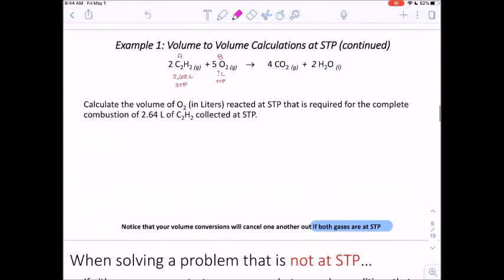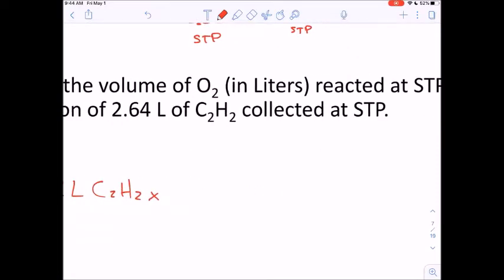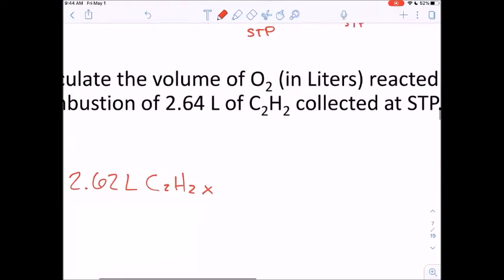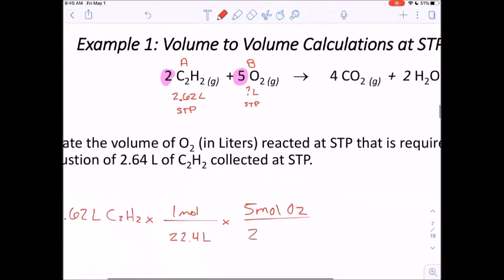So starting here, we're going to start by writing down our starting information. I have 2.62 liters of my C2H2. And it said the first conversion factor, I need to use that 22.4 liters per mole. I'm looking to cancel out liters, so liters should be on the bottom in the next step. So 22.4 liters, 1 mole. My next step is the mole ratio. So I'm looking at the mole ratio between my A and my B. Sometimes it helps if you highlight this or underline it. So I'm looking for B, so B is going to be on the top in this case. So I have 5 moles of O2 over 2 moles of C2H2.